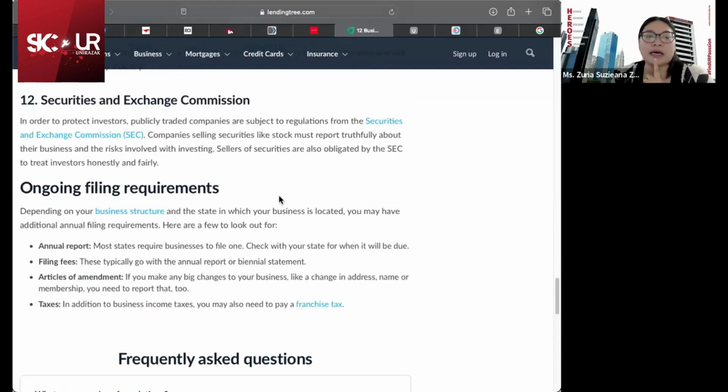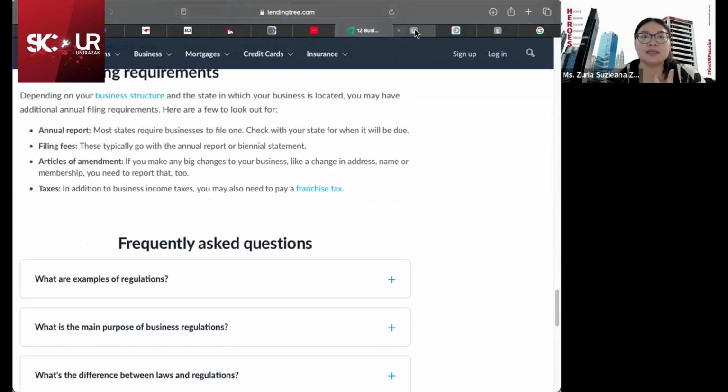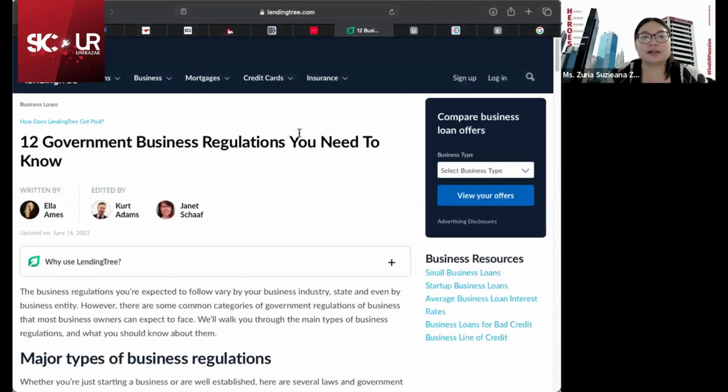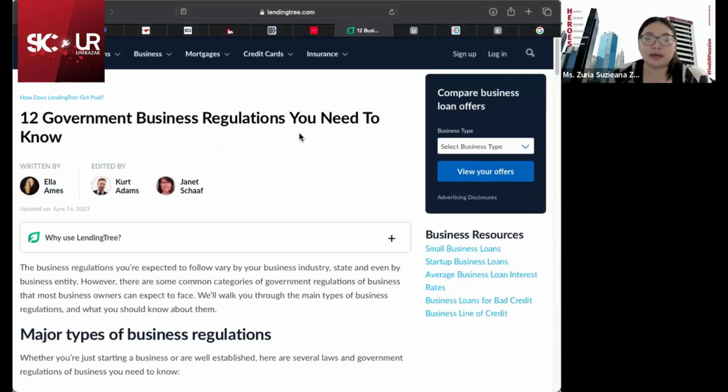Okay, and then other ongoing filing requirements, for example, like GLC, PLC, you need to have an annual report, filing fees, article of amendment, and another thing is taxes. Okay, so these are the 12 among the government business regulation that we should know.